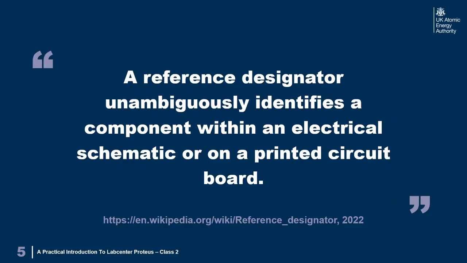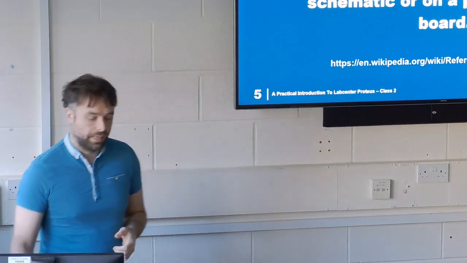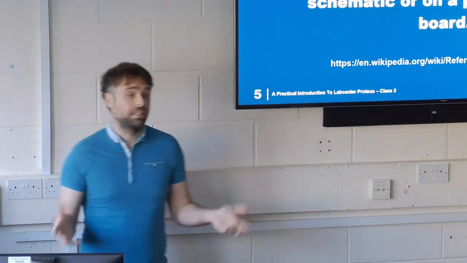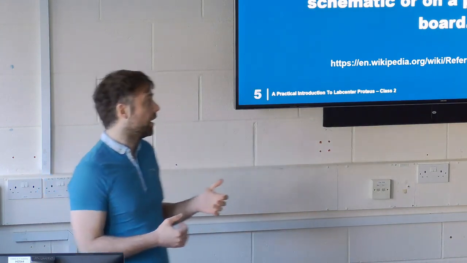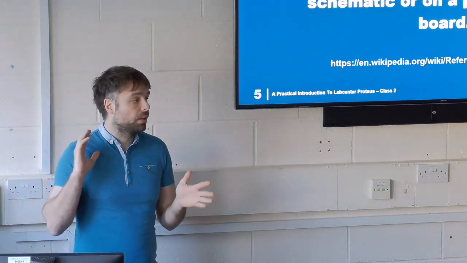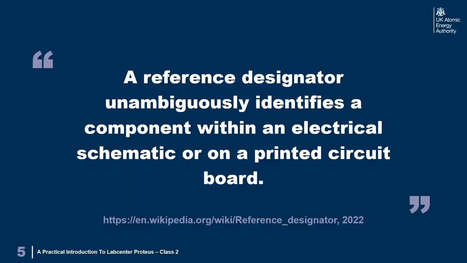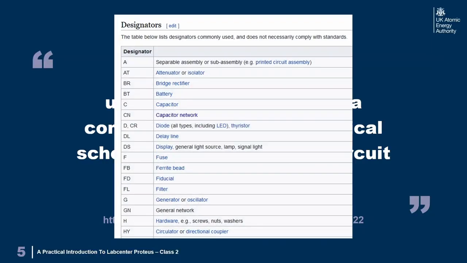So reference designator, this is taken from Wikipedia: it unambiguously identifies a component within an electrical circuit, electrical schematic, or on a printed circuit board. Again, if you're creating a device and you don't know what letter in the alphabet to put in front of it, you can go to the Proteus libraries, pick one that's similar, and use that letter. If you still can't find it for an odd component, you can go onto the Wikipedia website, and this is a table that I pulled from there, and it tells you what the more standard reference designators are, so you can use that as well.